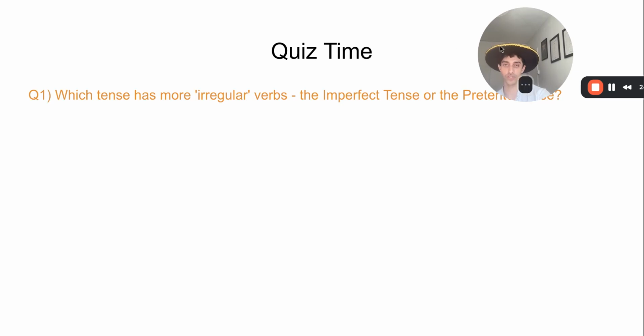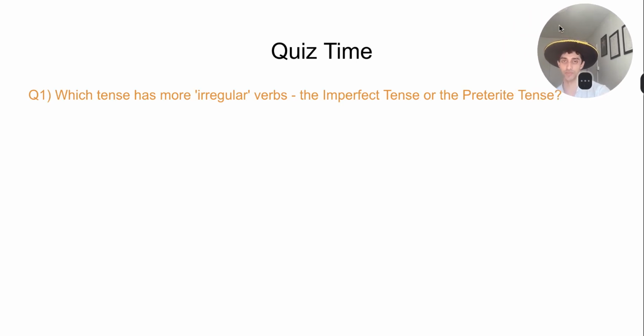Question 1 is, which tense has more irregular verbs? Was it the imperfect tense or the preterite tense? Something that I did mention briefly, but I'm going to give you some time to think about it before I show the answer.